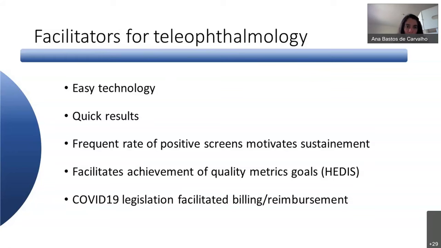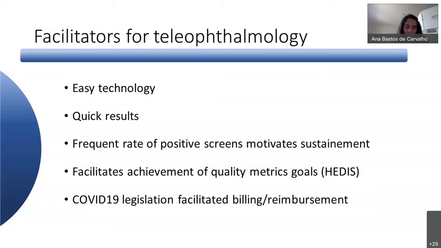It also facilitates achievement of quality metrics goals for the PCPs. And one big barrier that we had, and that is now almost no longer a barrier, was that billing and reimbursement for the screening exam was very difficult. And now with COVID-19 legislation, things became much, much easier.